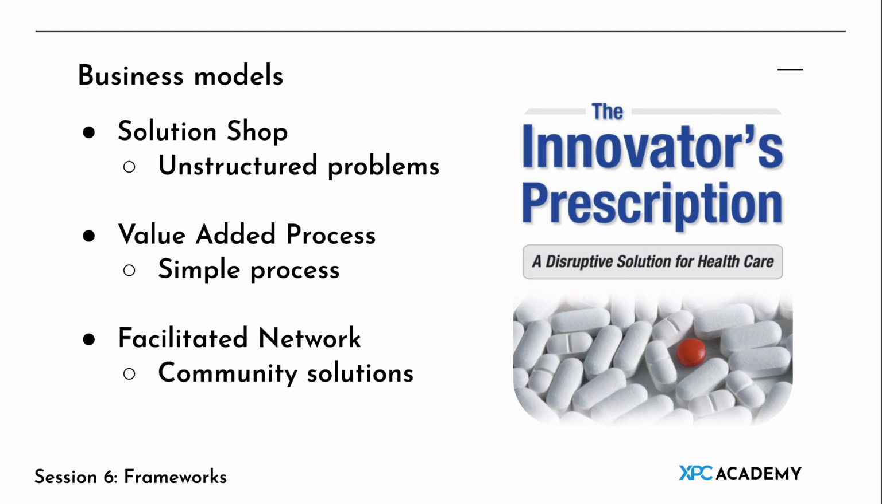The three business models are the solution shop, which is where experts come together to solve an unstructured problem that requires some time and energy and creativity. The value added process, where there is a simple A to Z, for example, ingredients going through a recipe becoming a meal. And then facilitated networks, where generally forums and communities work best to solve a problem.